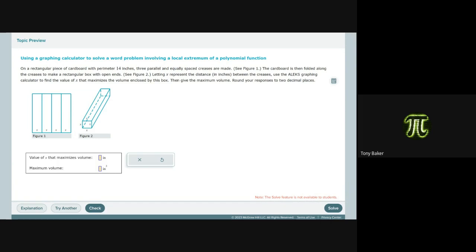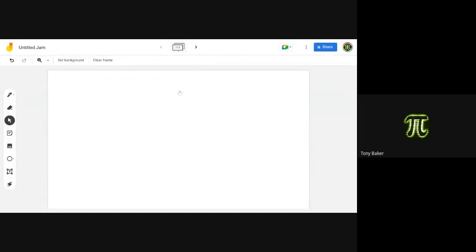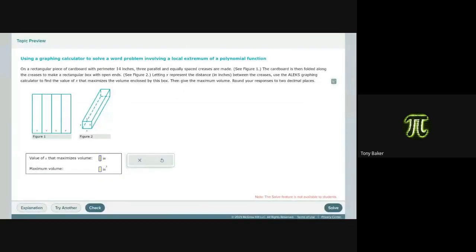All right. So we have volume equals length, width, and height. So I needed my length, my width, and my height. The way this one was set up, the length and the width were both X. So then we just needed to figure out the height.